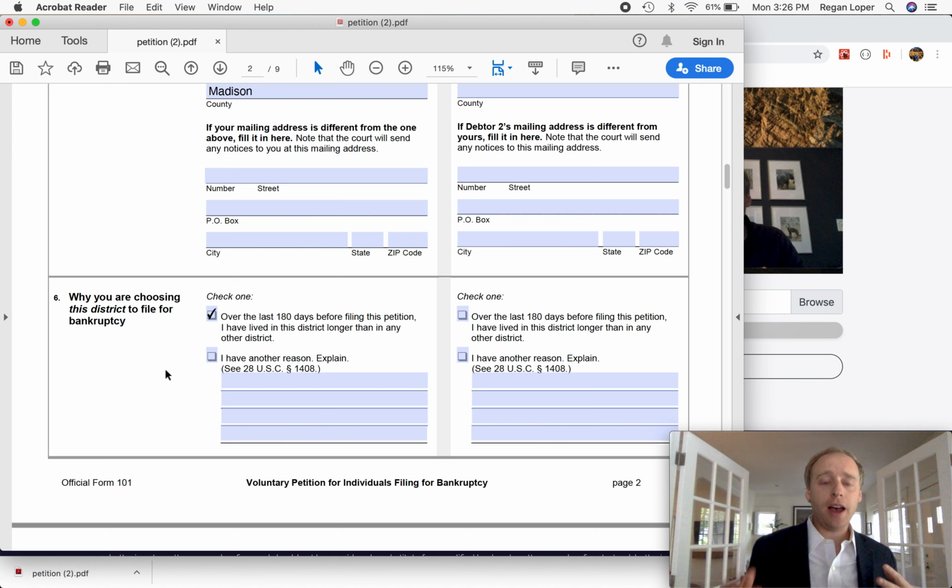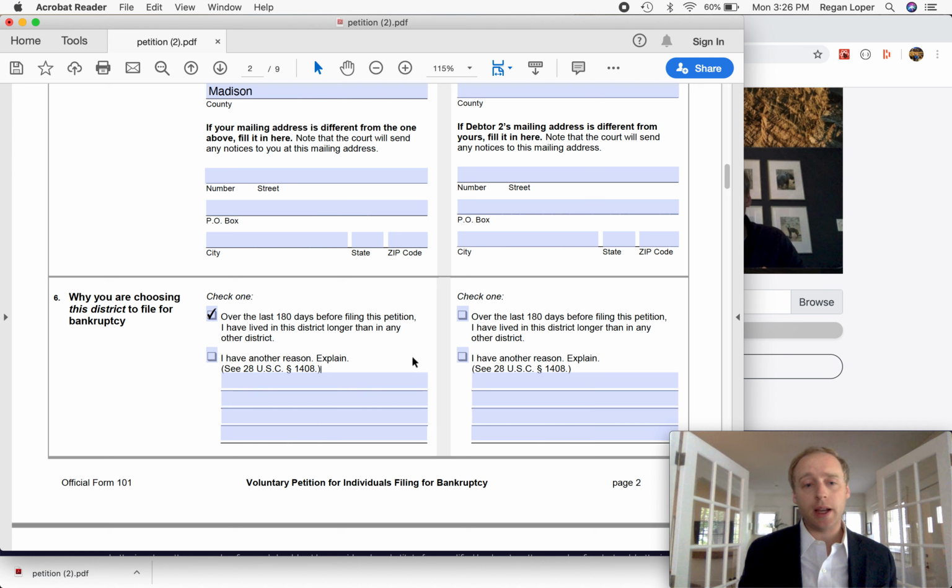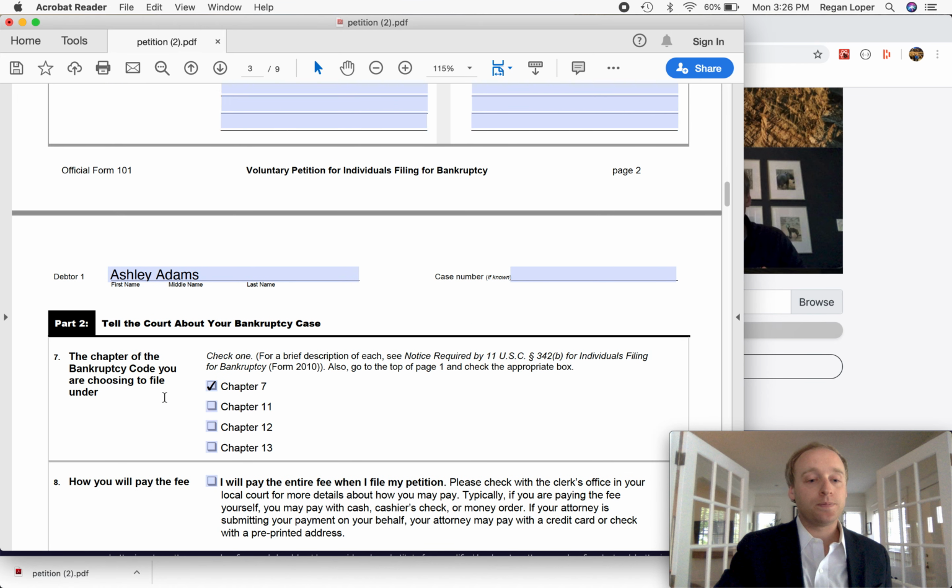Now, if you have a situation where you've moved a lot in the past 6 months, then it's going to be important for you to either consult someone to figure out how to fill this out, or to take a look at this statute. You can Google this statute, 28 U.S.C. section 1408. That's going to outline some of the reasons that you might have to be able to select various places to file for bankruptcy. In most cases, though, especially if someone's lived in the same place for the past 6 months, this is how I've seen it selected, and that's how Ashley actually selected it.